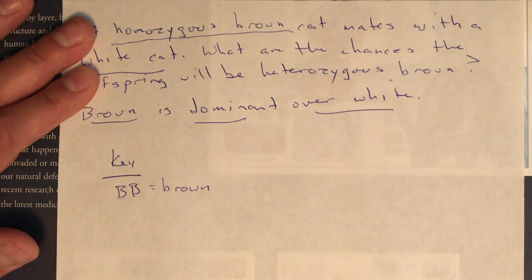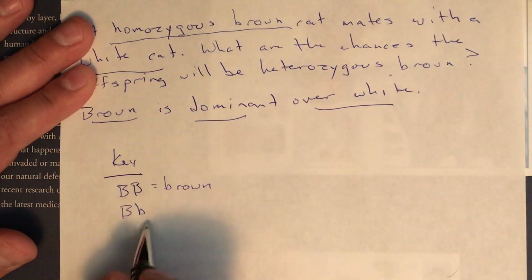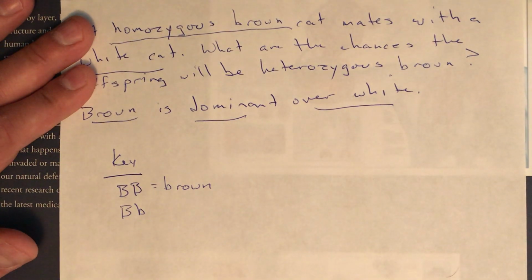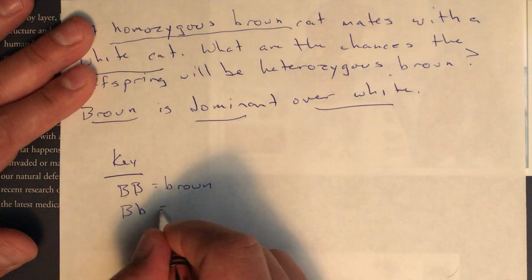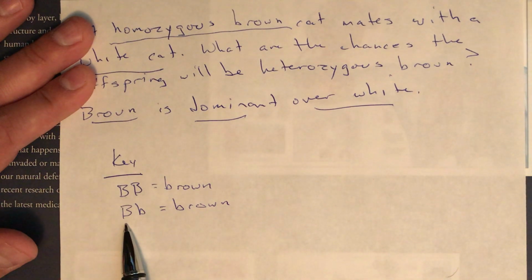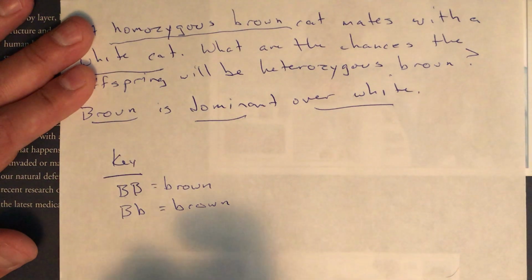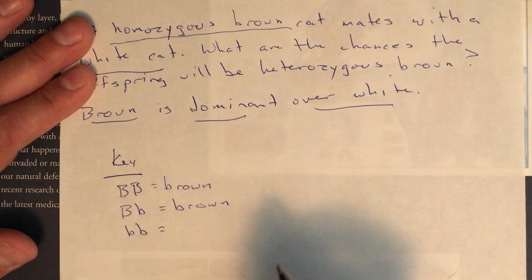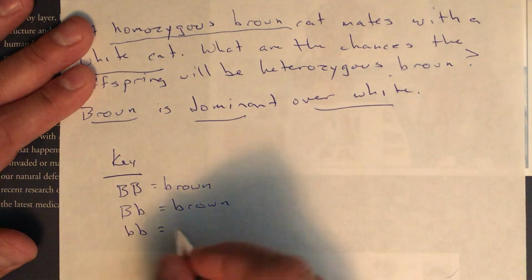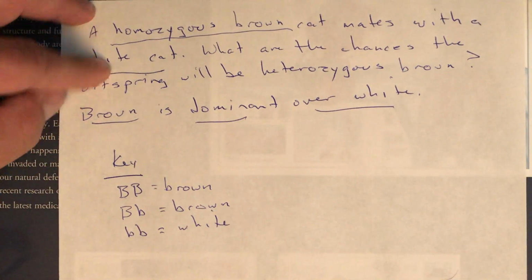Makes sense. You could have a cat that has one of the brown traits, but also has one of these recessive white traits. That cat would also look brown, because it's carrying this brown trait right here, and remember, this is dominant over this. This guy's recessive. The other option is you could have two of these recessive traits, and that would make the cat white. So those are our three possibilities.